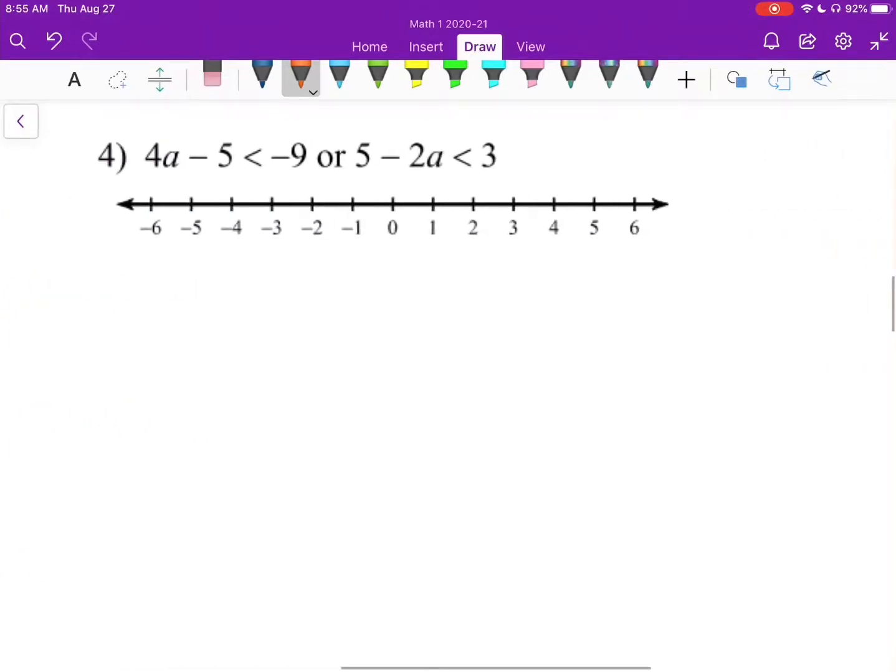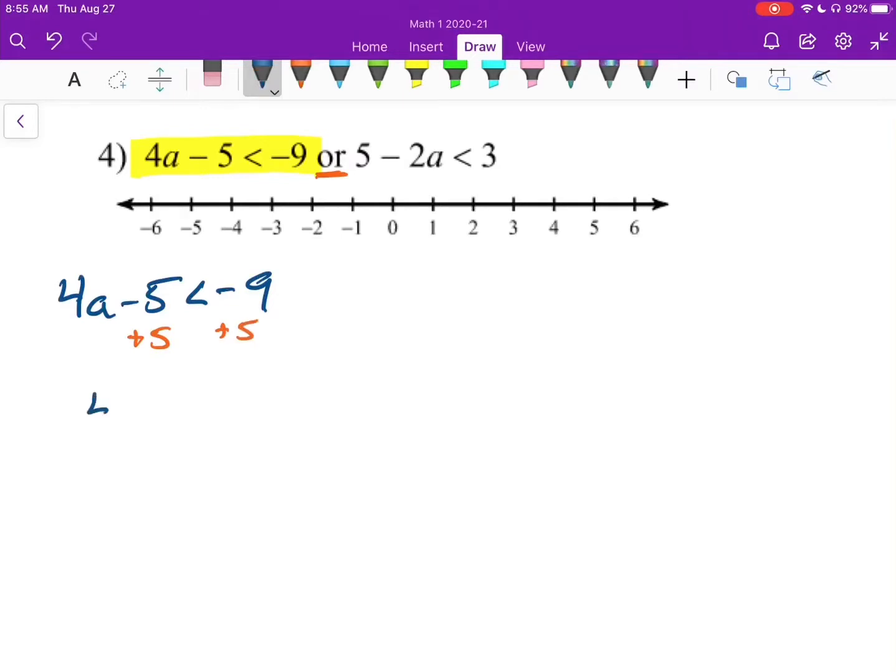Number 4, now this is a little bit different. We have this "or" there. So really we have to treat this like it's two problems, and we're going to graph them on the same paper. So first I'll deal with this left one. We've got 4a minus 5 is less than negative 9. I'll start off by adding 5 to both sides. I get 4a is less than negative 4. I divide both sides by 4, and I get a is less than negative 1.